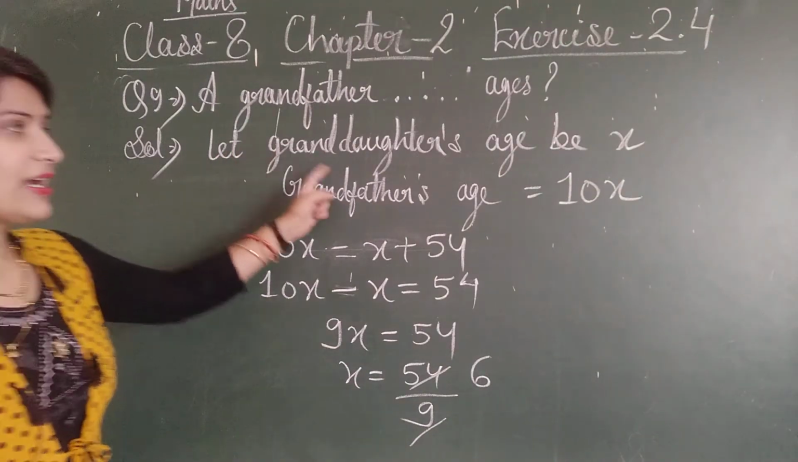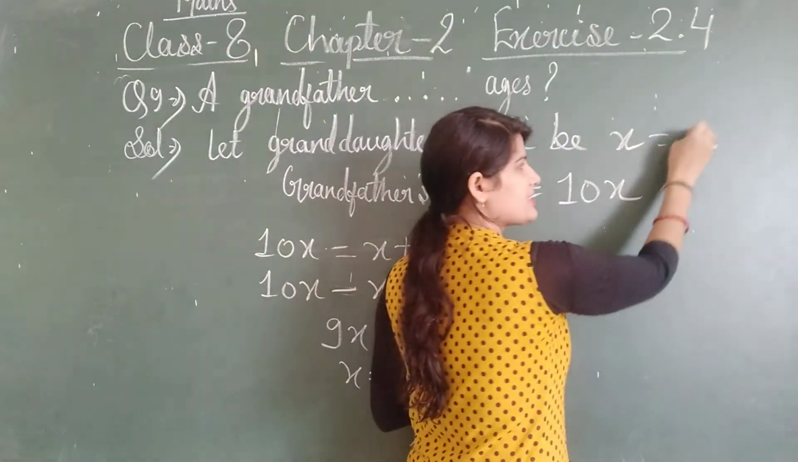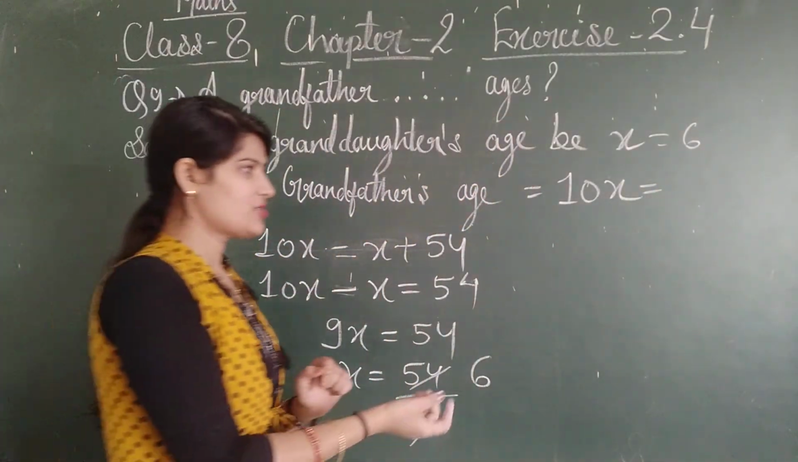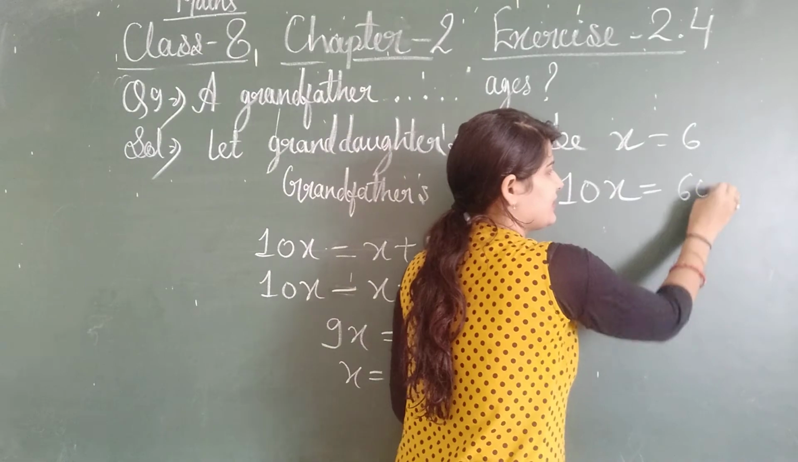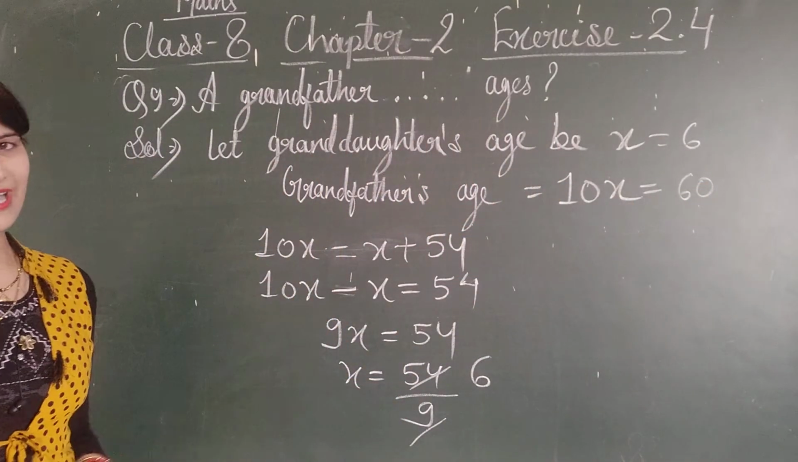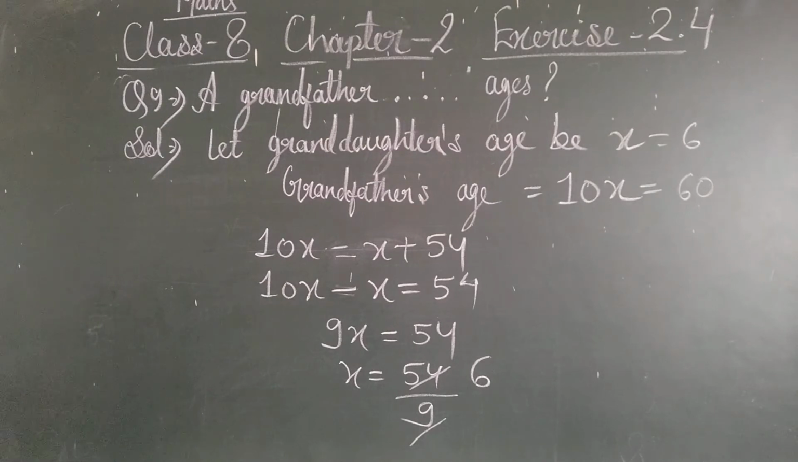That means the granddaughter's age is 6, and 10 into 6 you will get 60, the value of 10 into x. So 60 years is the grandfather's age and the granddaughter is 6 years. Okay, this is the answer.